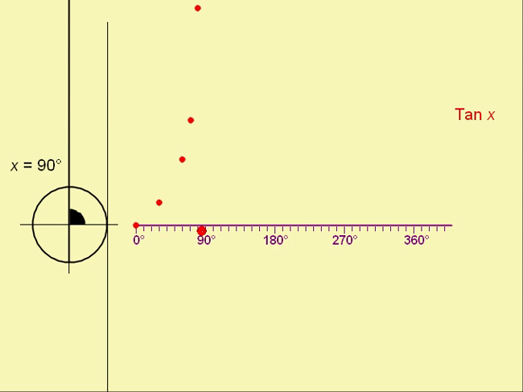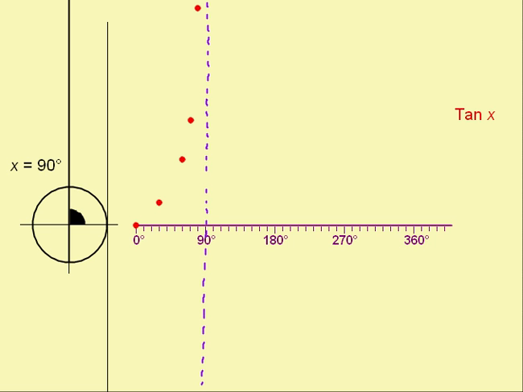We can't plot that on the graph. Instead, we say that at 90, we have a line that the graph will never ever meet. We call this an asymptote, and actually it continues underneath the graph as well.